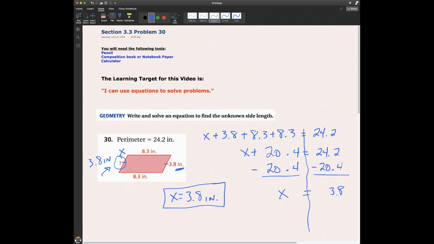All right, so there's nothing more to it than that. You guys will hopefully become good at setting up equations and solving them when you read through word problems, and we'll be working on more of them.